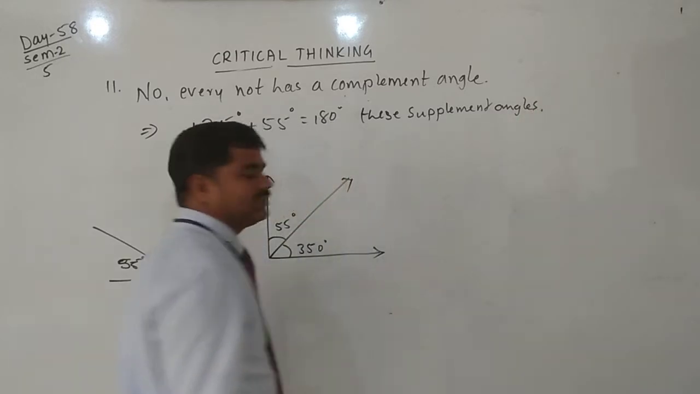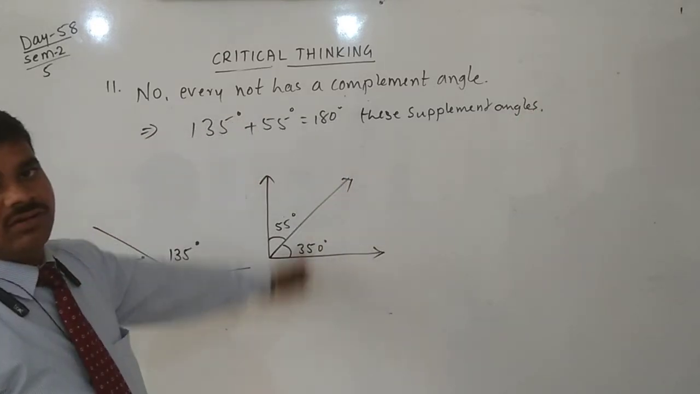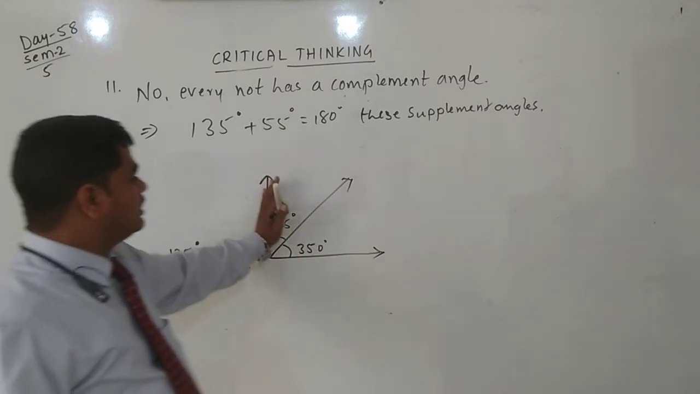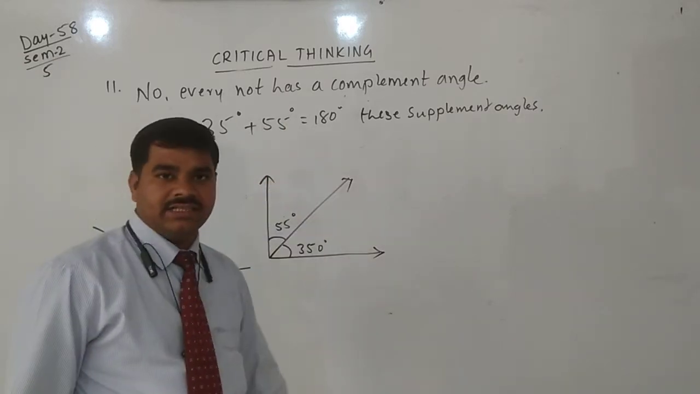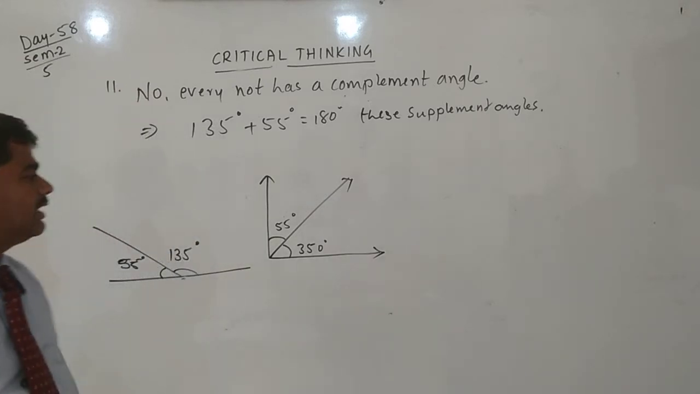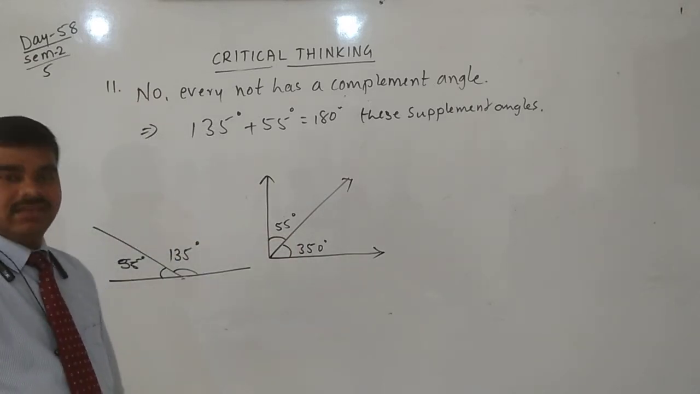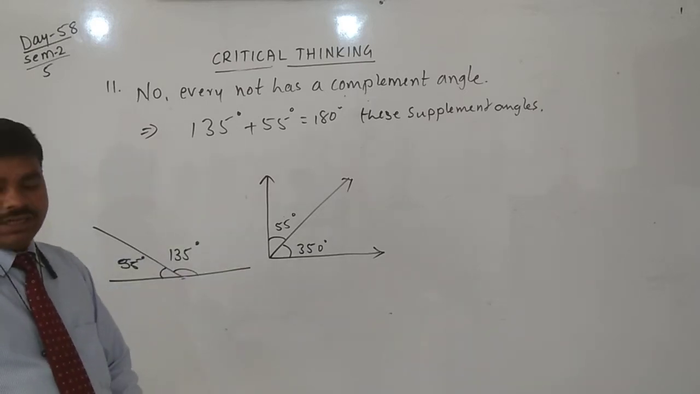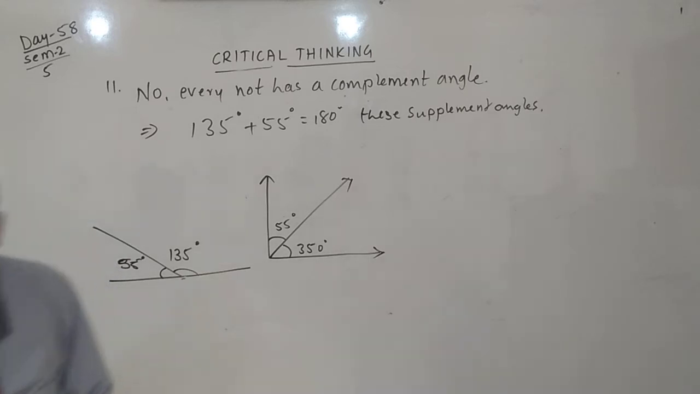There is no complement. Are these supplementary angles? Yes or no? 135 has no complement. Complement means together they make 90 degrees. If the sum of two angles together is 90 degrees, then we call those angles complementary angles. Here supplement means the sum is equal to 180 degrees. Yes. Second, next question.